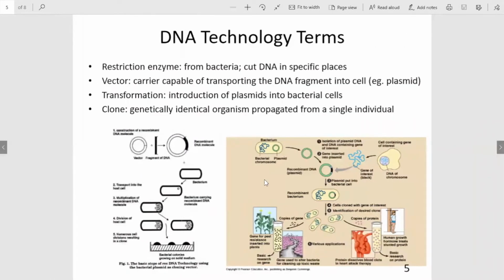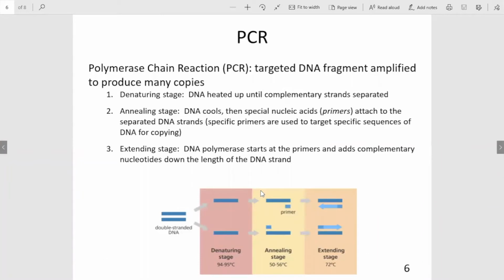There are a few glossary terms when discussing different DNA technologies. You can see these on slide 5. PCR, or polymerase chain reaction, is a technique used in lab to target particular regions of DNA and then amplify that, or create many, many copies.